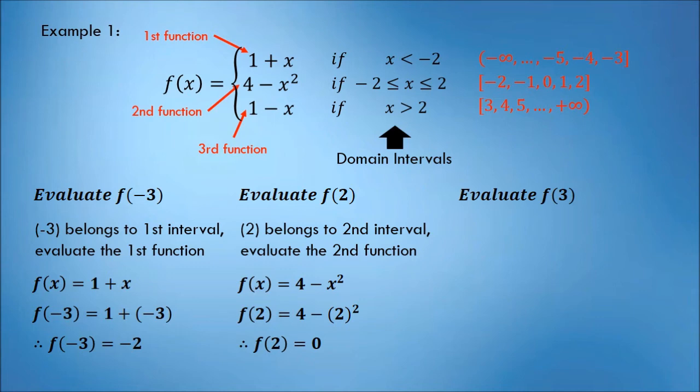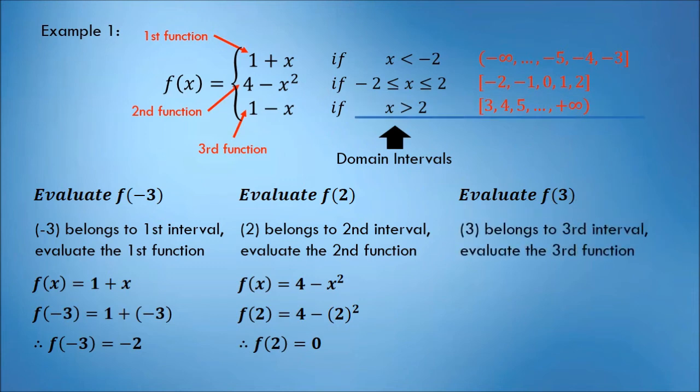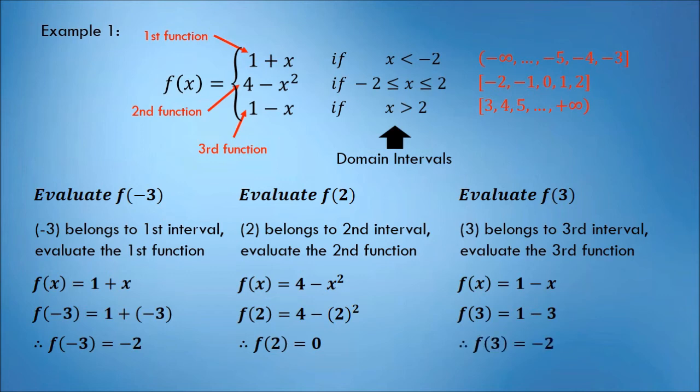Another evaluation. Evaluate f of +3. +3 belongs to the third interval. Therefore, evaluate the third function. That function is f of x equals 1 minus x. Substitute +3 to x. Then simplify the answer. 1 minus 3 is -2. Therefore, the value of f of +3 is -2.